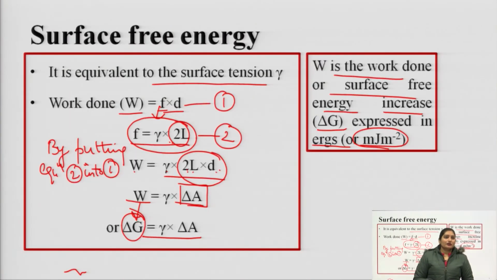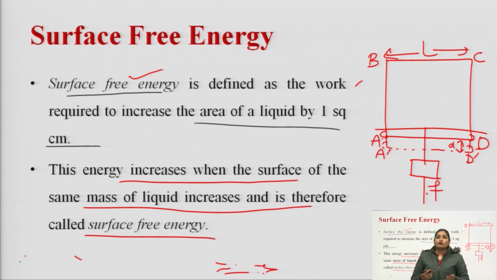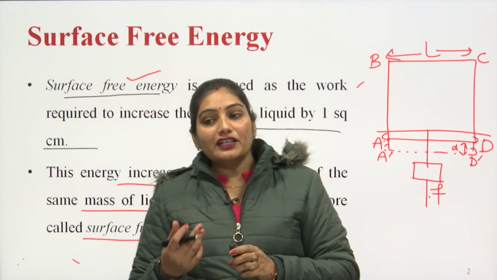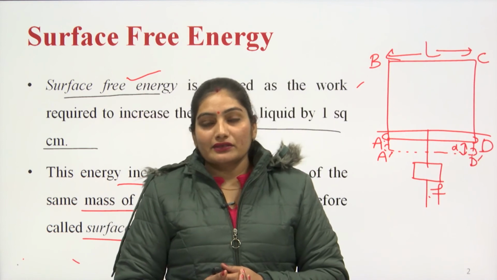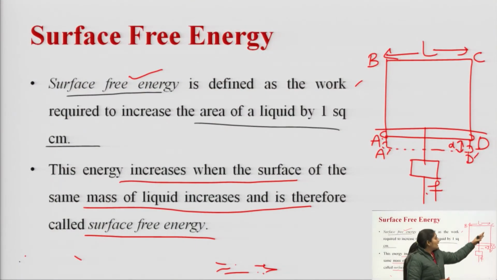Let us have a recap of surface free energy. So, what is surface free energy? It is defined as the work required to increase the area of the liquid by 1 square centimeter. And I have told you about this with the help of an example. We are considering a rectangular wire frame, ABCD, and on this frame I am putting a drop of soap, and this soap will form a film over the rectangular frame. And when we apply certain force on this arm, the AD arm is the movable arm and the BC arm is the fixed arm.